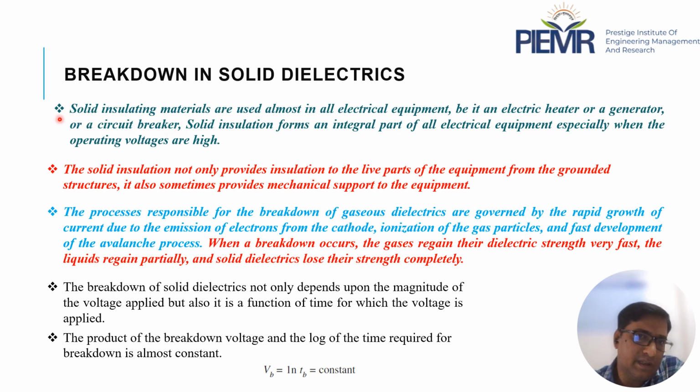Solid insulating materials are used in almost all electrical equipment, be it an electric heater, a generator, or a circuit breaker. A solid insulation forms an integral part of all electrical equipment, especially when the operating voltage is high, as for power transformers and the devices used at a high voltage level. Gas and liquid dielectrics cannot be used for some reasons. Hence, solid dielectrics are used there because gas and liquid dielectrics will fail there.